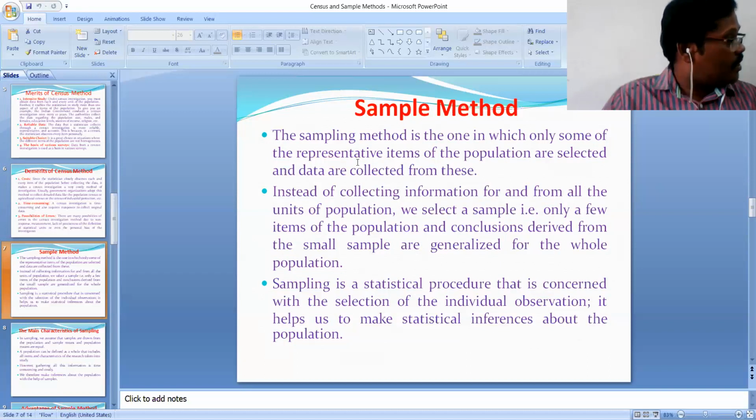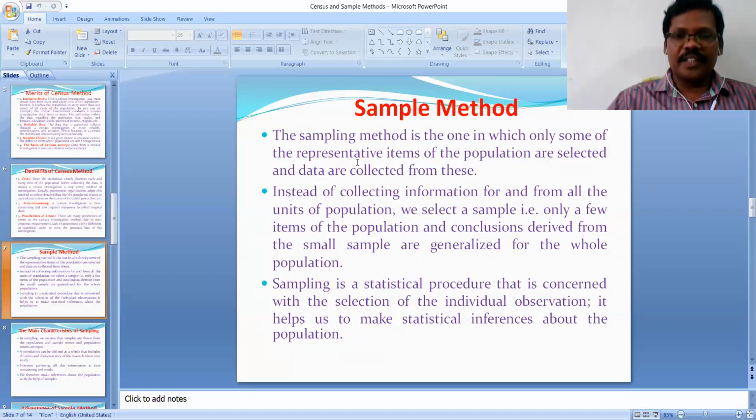Instead of collecting the information from all the units of the population, we select a sample, that is only a few items of the population, and conclusions derived from the small sample are generalized for the whole population.